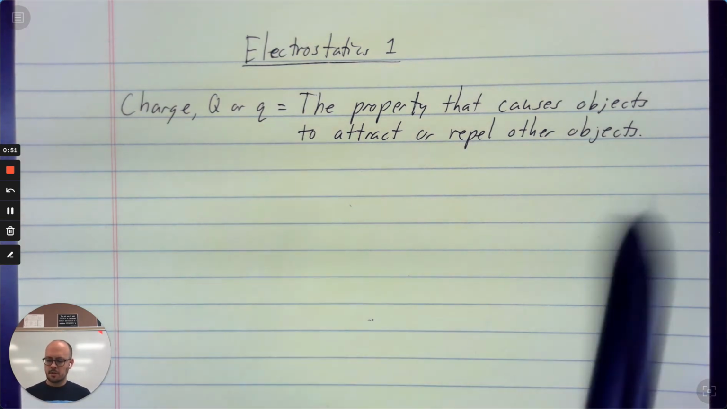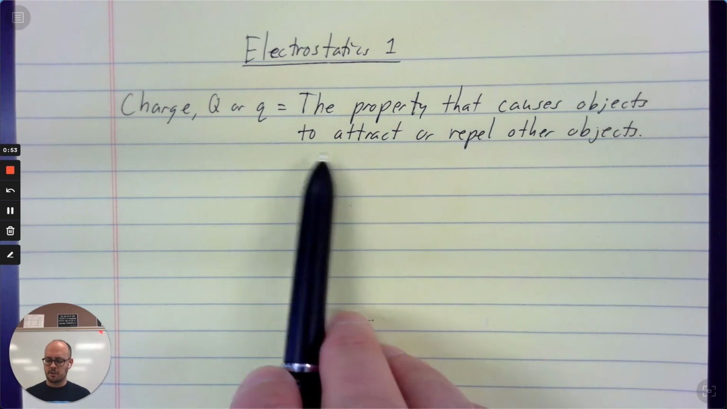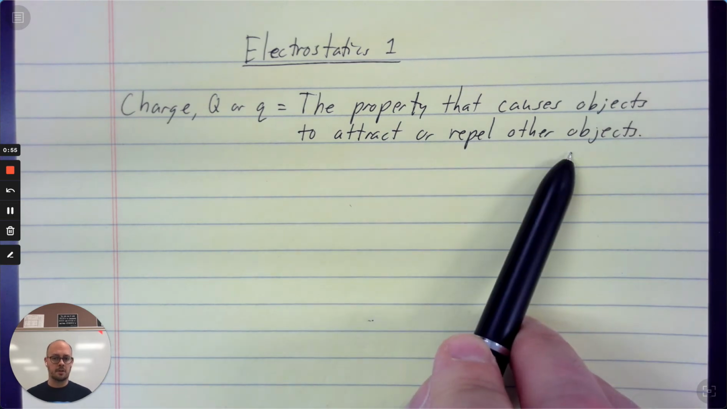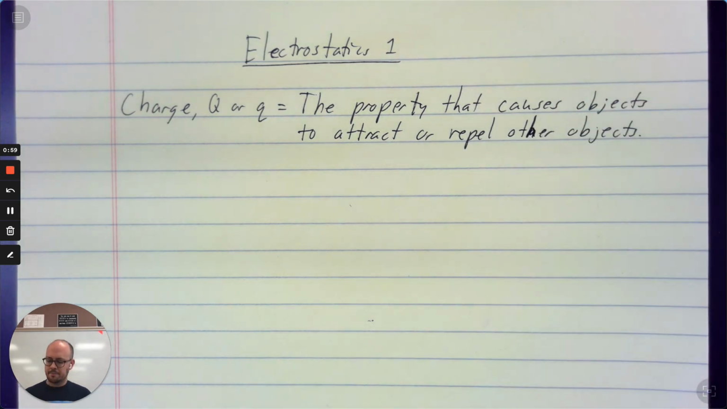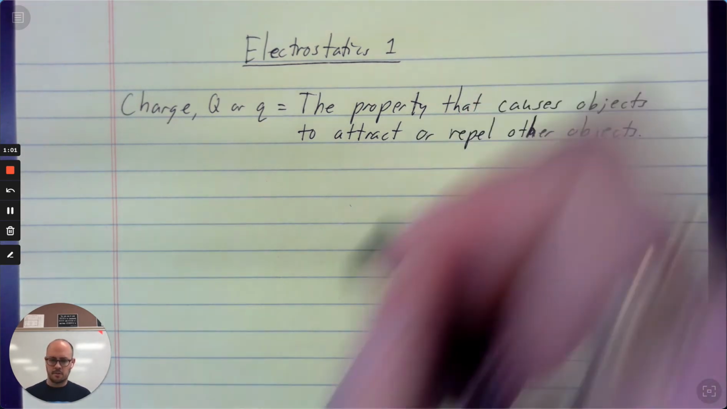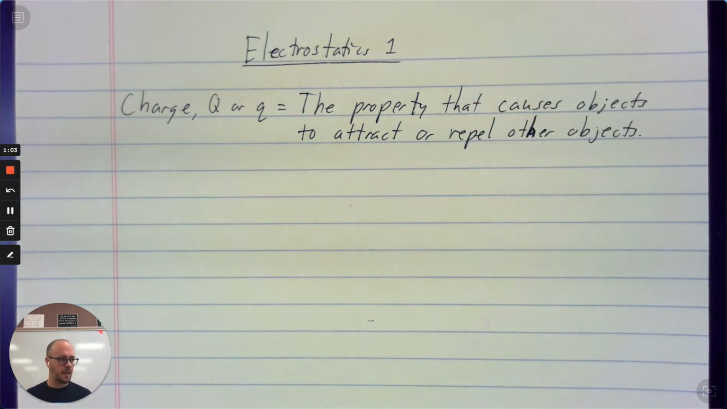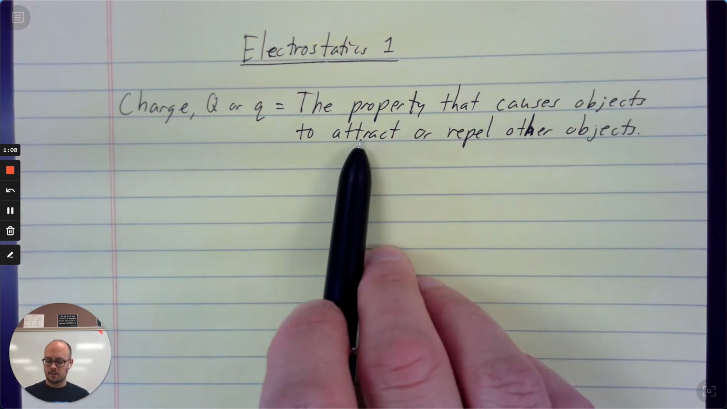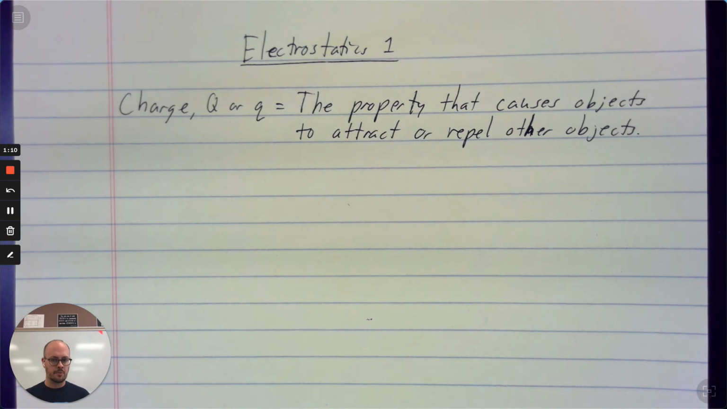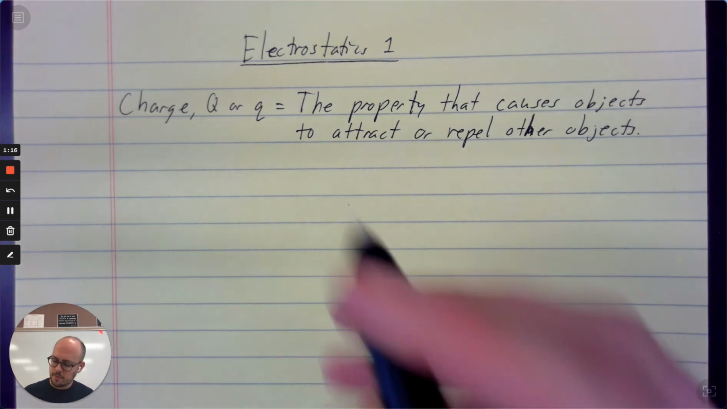Charge has a mysterious definition: the property that causes objects to attract or repel other objects. So we understand the mechanism, I think, as far as the physics community, but I don't have a great explanation for it. So we say that charge is the thing that causes attraction or repulsion of other objects. So it can exert a force on objects because it has charge.